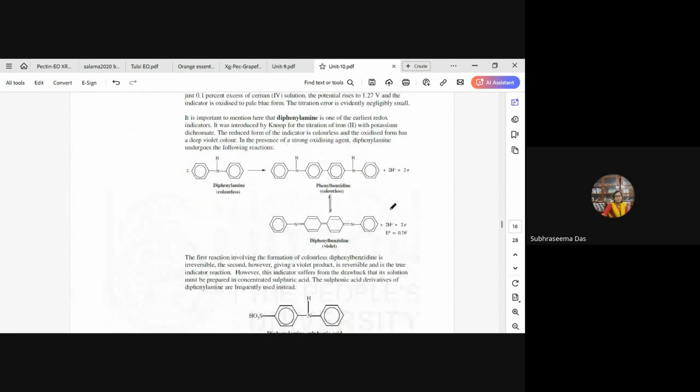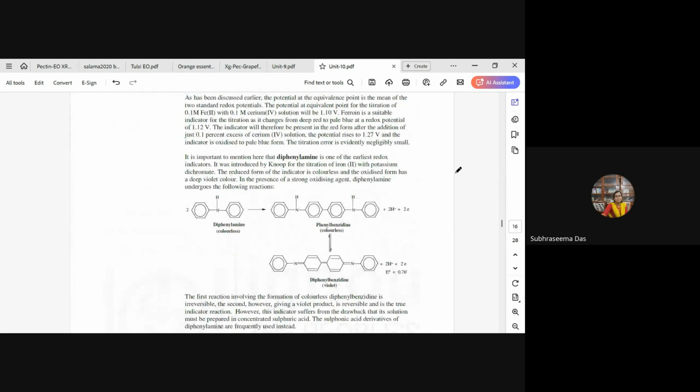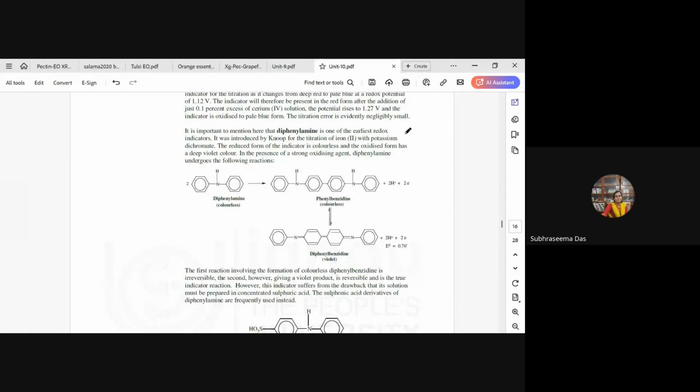Here, another example has been shown, taking the case of diphenylamine, which is one of the earliest redox indicators. It was introduced by Knop for the titration of iron Fe2+ with potassium dichromate. The reduced form of this indicator is colorless, and the oxidized form has a deep violet color. So this is the reaction. This is diphenylamine, that is DPA.